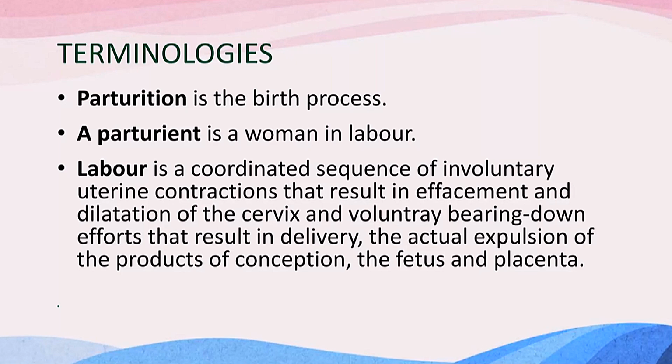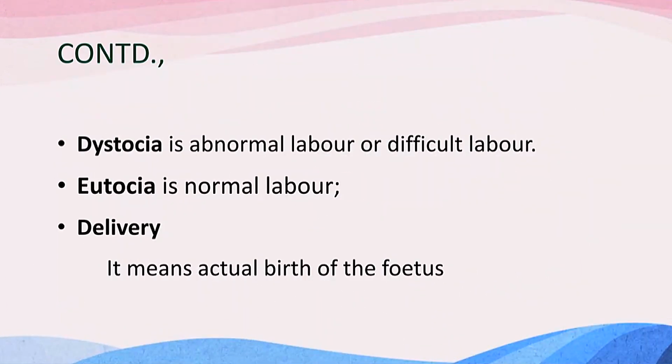Next is labor. It is a coordinated sequence of involuntary uterine contractions that result in effacement and dilatation of the cervix, and voluntary bearing down efforts that result in delivery, the actual expulsion of the products of conception, the fetus and the placenta. The next terminology is dystocia. It is an abnormal labor or difficult labor. Next one is eutocia. Eutocia is a normal labor. Last one is delivery. It means actual birth of the fetus.